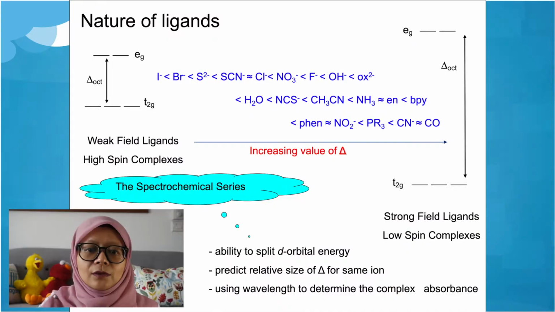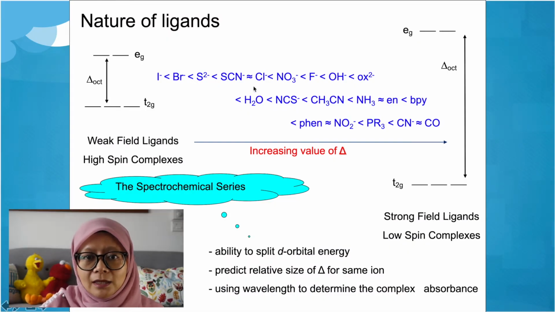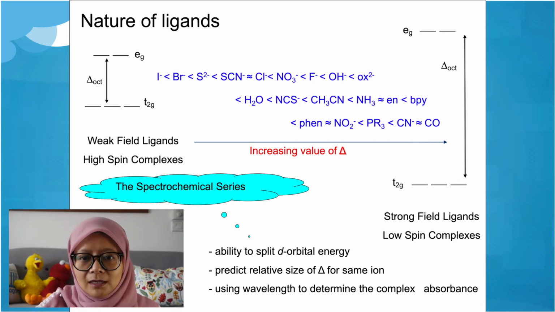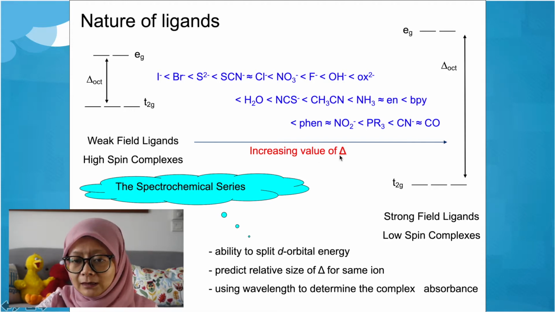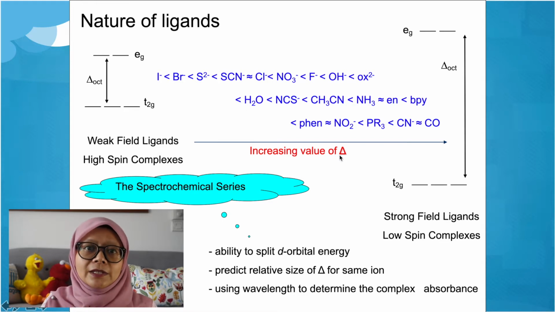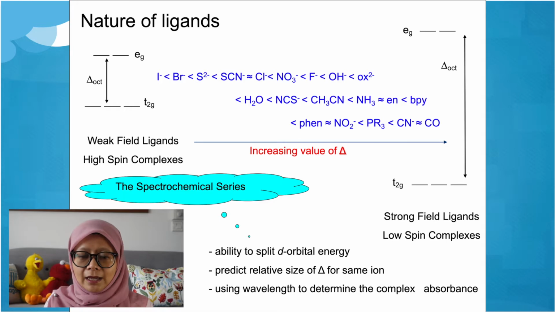So from here, this is the spectrochemical series. As you can see from here until here, this is where we have the trend of the increasing value of the delta. The larger the number of the delta, the stronger the ligand itself.